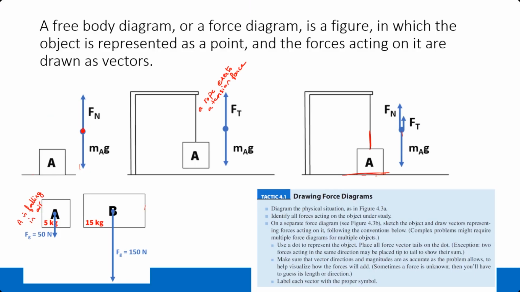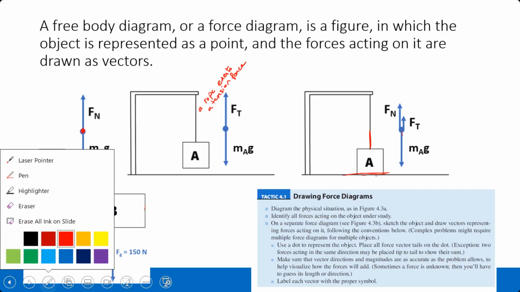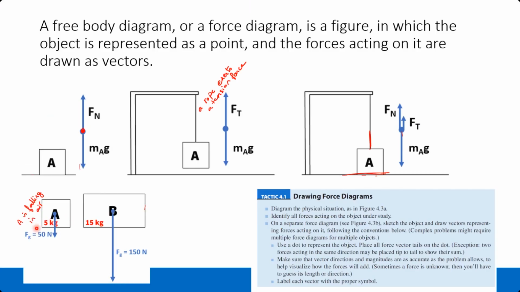Basically, I went through simple steps to make these drawings. I'll start by identifying all the forces acting on the object. So when the object was just in air, I knew I simply had just the weight force. When the object was on the floor, I knew I have also a force from the floor. So I identify the forces, and then I sketch the object, draw the vectors representing each force.